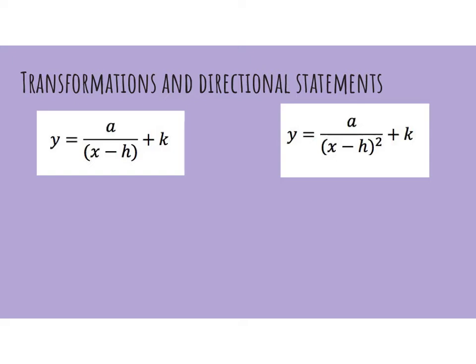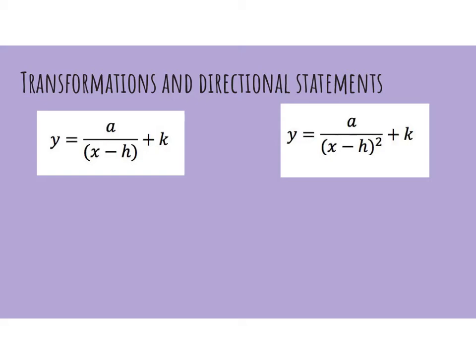In each of our transformations, we can locate this standard form, y equals a over x minus h plus k, or y equals a over x minus h quantity squared plus k. That's the standard form for both the reciprocal and the reciprocal squared function.